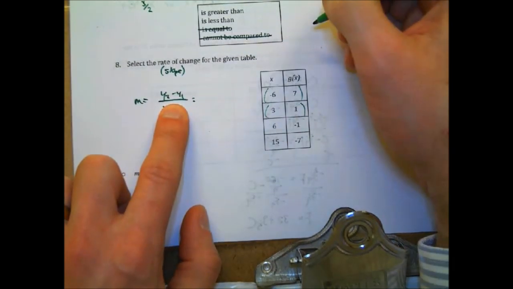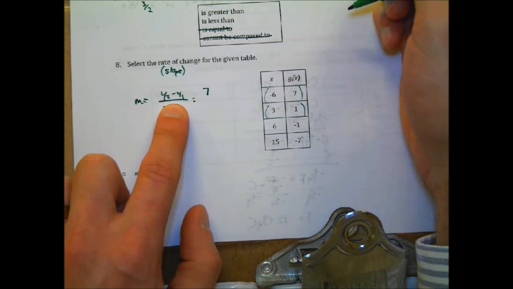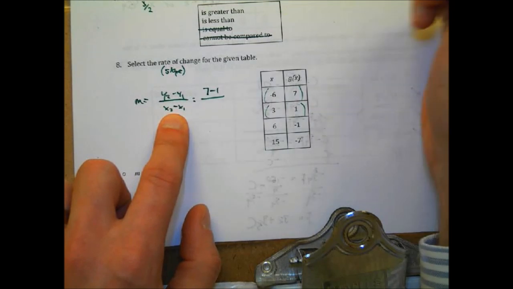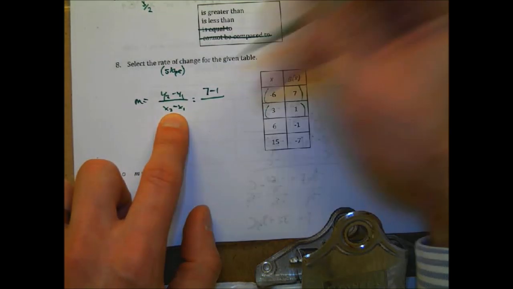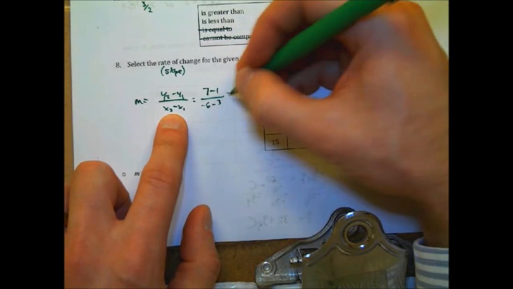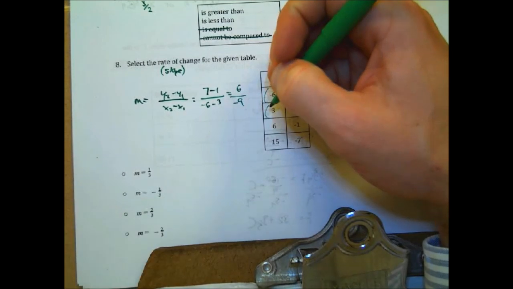So then it would be 7 minus 1 over, and then it would be 3 and negatives? No, wait. It would be -6 minus 3. Good, yes. Keep your order the same way that you did it before. Exactly right. 7 minus 1, 6. -6 minus 3, -9. I don't see this answer down here.